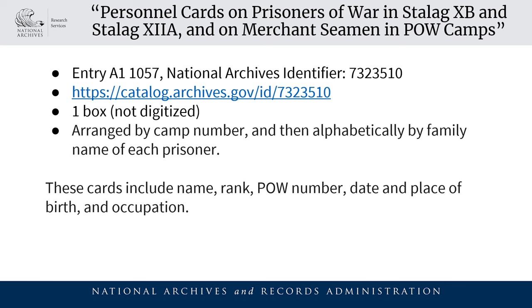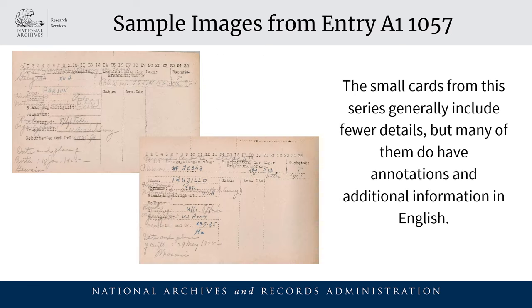Record Group 242 also includes a few small series related to individual camps, like this one for Stalag 10B and 12A. Within these series, you will find similar POW information cards for individual prisoners. Like the first example of a small non-digitized series that I shared, the cards in this series also tend to include fewer details than the main POW cards in Record Group 242. Many of these cards do include notes or English translations, though.